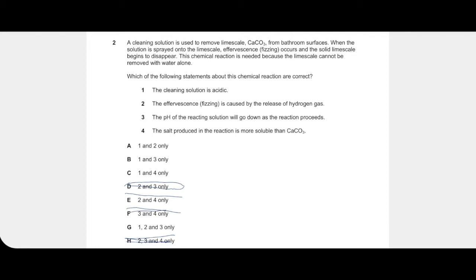Moving on to statement number 2. The effervescence, fizzing, is caused by the release of hydrogen gas. This statement is incorrect because when calcium carbonate reacts with an acid, it produces a calcium salt, carbon dioxide gas, and water. It doesn't produce hydrogen gas. So anything with statement number 2 is incorrect.